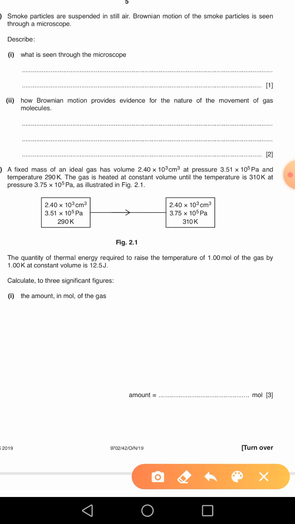Now calculate to three significant figures the amount in moles. Okay. So now you have to calculate the amount of gas in moles. So you know that we have a formula.